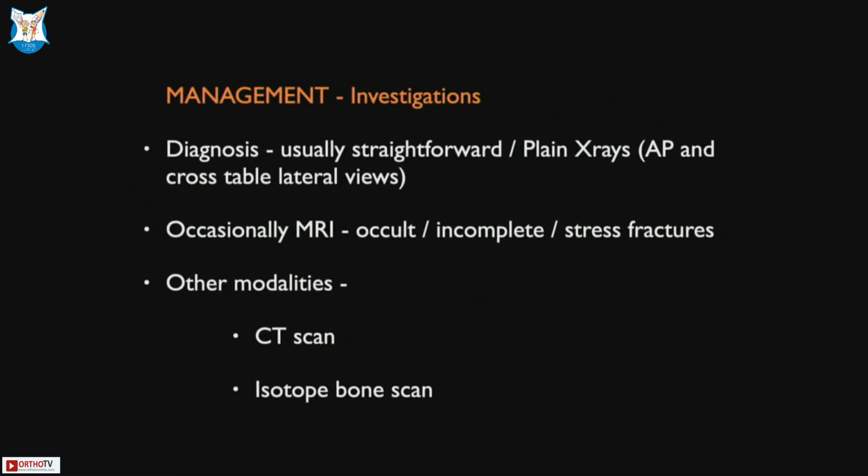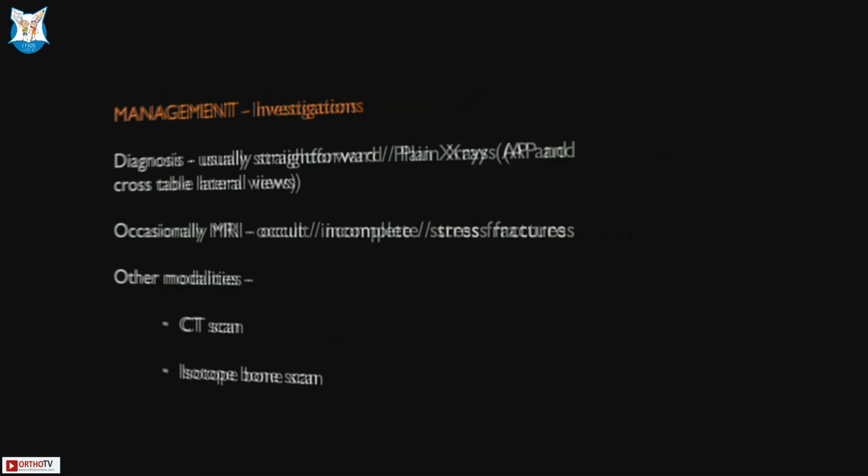So management: the investigations are fairly straightforward. You don't need any fancy investigations. You need a good AP X-ray. Make sure that you get an X-ray which includes the opposite hip as well, with the leg slightly internally rotated. Occasionally, you may need specialized investigations where you think the history does not match the trauma, and you see a low energy trauma where you think there is an occult fracture or an incomplete fracture. Those are the situations where you need additional imaging.